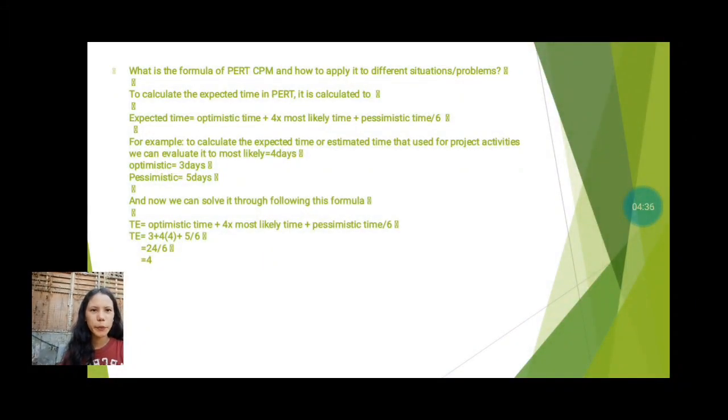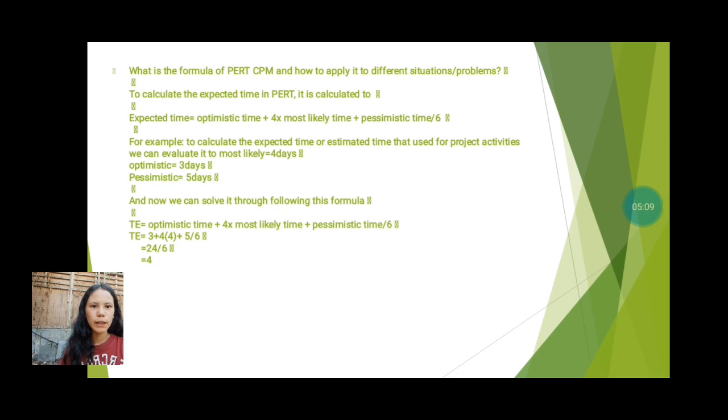And now, what is the formula of PERT and CPM and how to apply it to two different situations or problems? To calculate the expected time in PERT, the expected time is equal to the optimistic time plus 4 times the most likely time plus the pessimistic time, and divide it by 6. The 4 is already given in the formula.